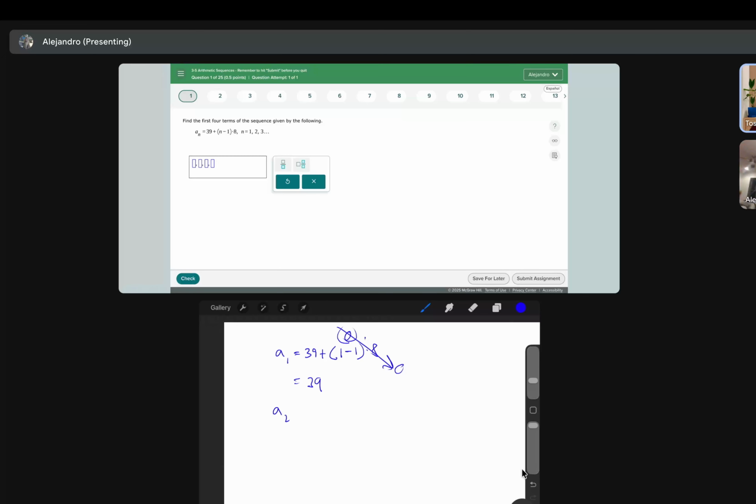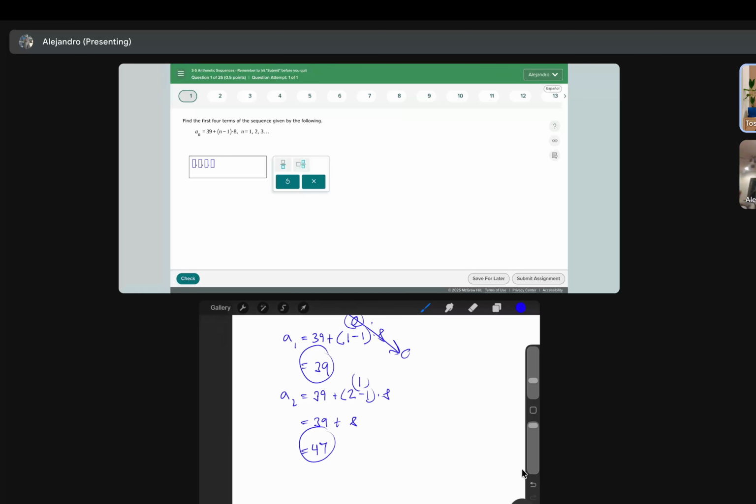Then A sub 2. Now, if you do about 3, maybe 2, you'll recognize the pattern. You may not have to plug in the third one or the fourth one, but we'll see. So it's 39 plus, see the n? That's going to be your second one, which is 2 minus 1 times 8. It'll be 39 plus, now this is going to be 1, so 1 times 8. That's 8. Therefore, you can add them. That's going to be 47. So that's the second one. Here's your first, your second. You can punch that in.